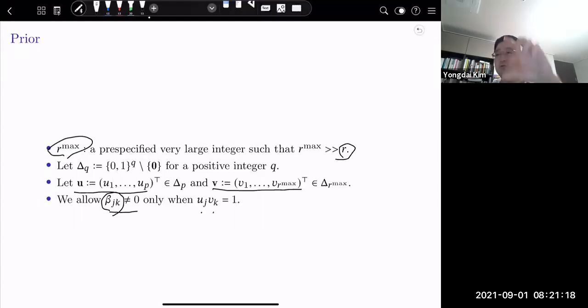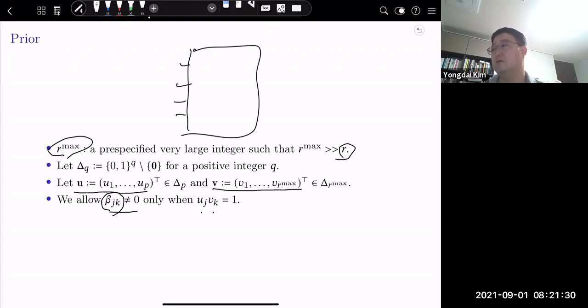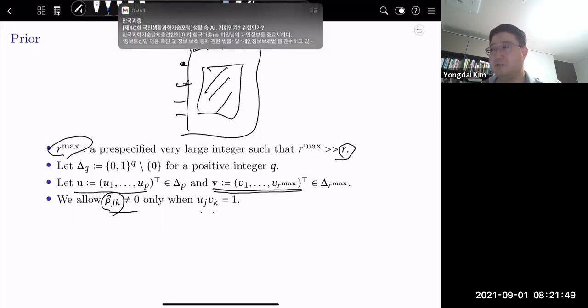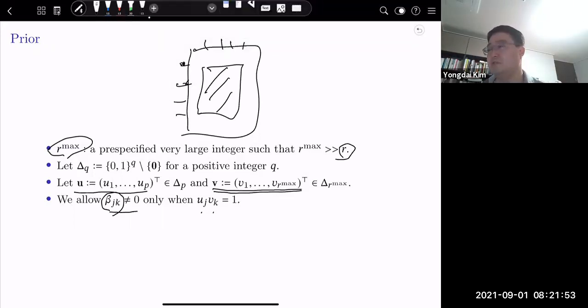So the binary vector u represents the locations of non-zero row vectors of the factor loading matrix, and v is the location of non-zero columns. Then we have a submatrix whose entries are non-zero, and the other entries of the factor loading matrix are 0. So U is the position of non-zero row vectors, and V is the position of the non-zero columns. So basically, the L0 norm of V is the factor dimensionality.